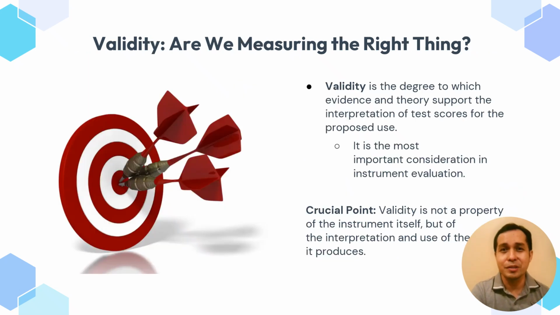Now let's dive deeper into validity, the most important criterion. It's essential to understand that validity is not a property of the instrument itself, but of the interpretation and use of the scores it produces. A test might be valid for predicting college success, but invalid for diagnosing a learning disability. It's about the evidence supporting our inferences.